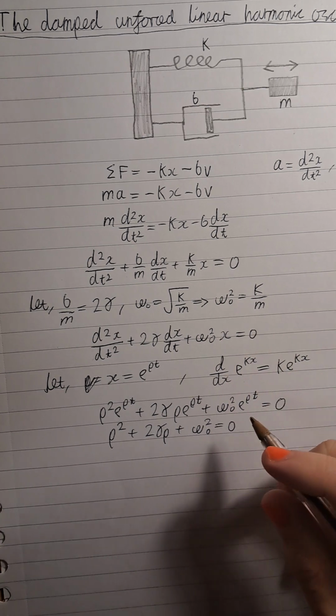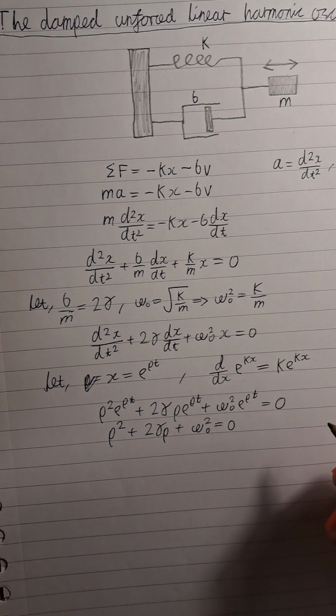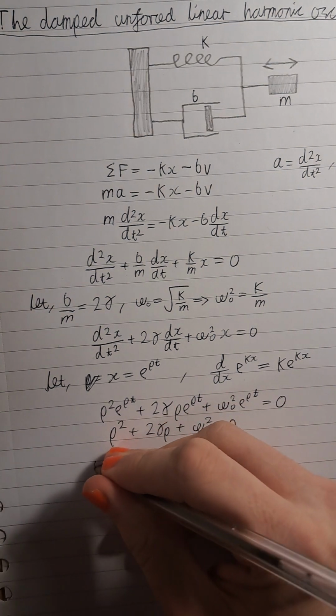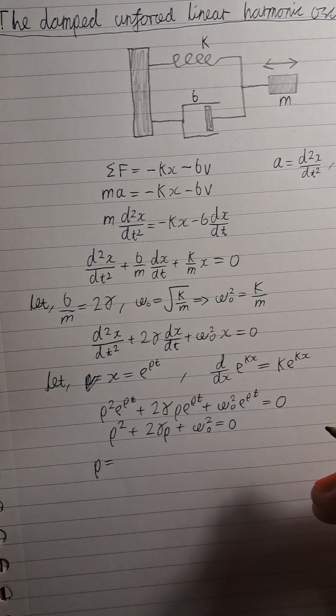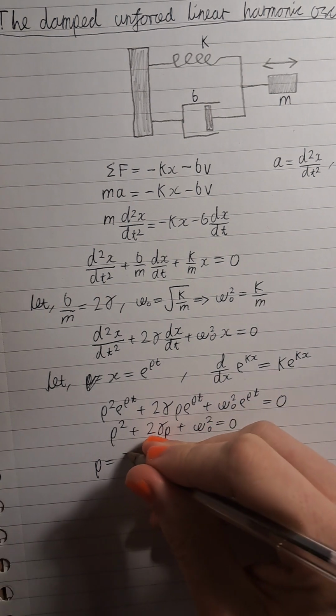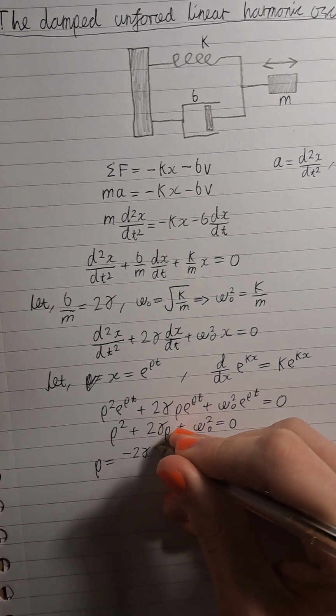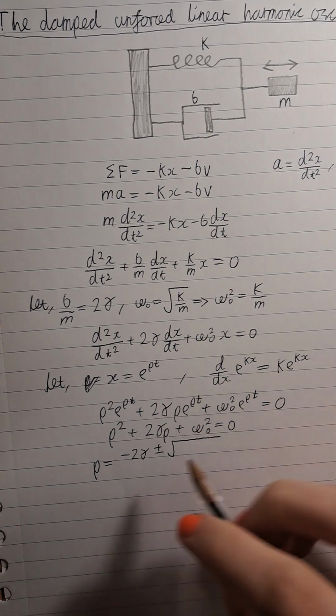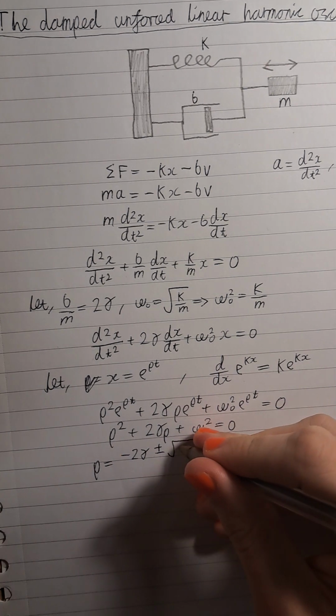Lovely. And this is in the form of a quadratic, so we can use our good old quadratic equation to solve this one. So p is going to be equal to minus b, so minus 2 gamma, plus or minus root of b squared minus 4ac. a is just 1, so it's just going to be 4.